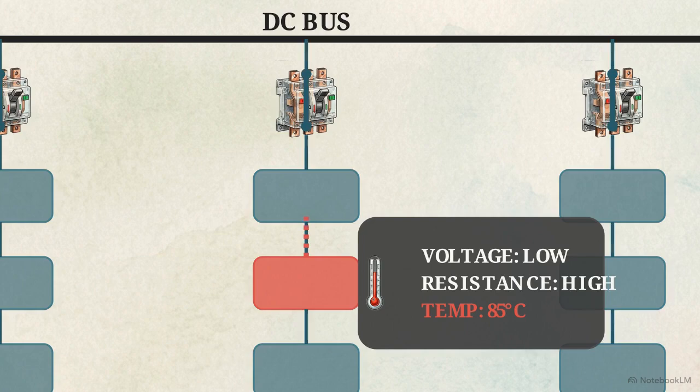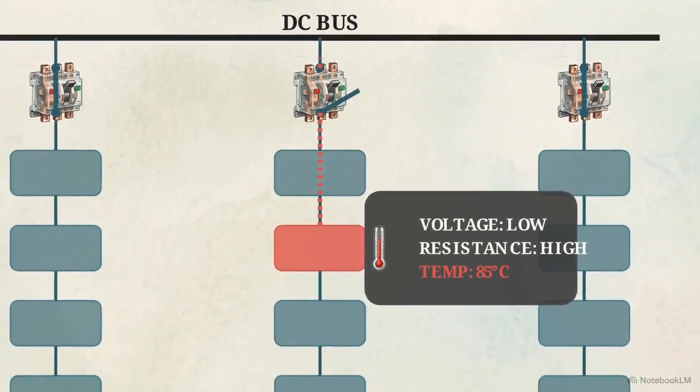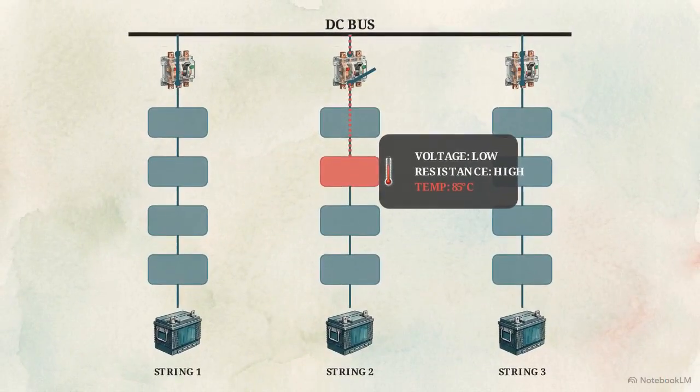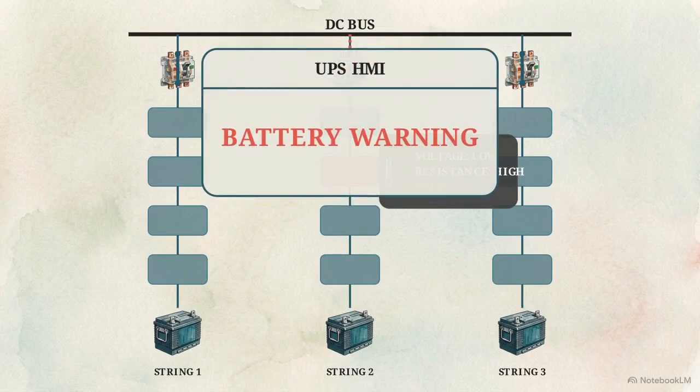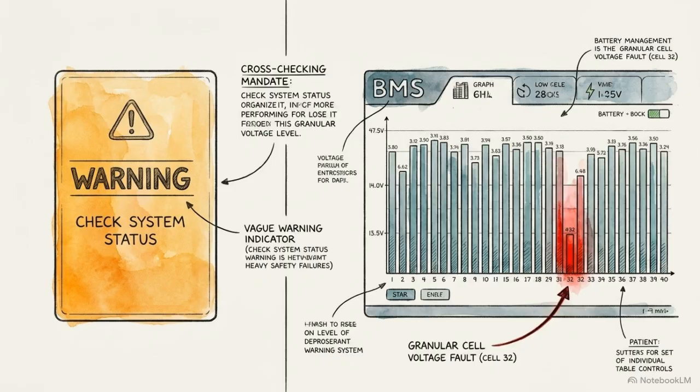Watch how an alarm propagates. A critical thermal event at an individual cell cascades up, triggering protective contactor trips and pushing a generalized battery warning to the main UPS interface. This creates a rigorous cross-checking mandate. You must habitually verify system-level UPS summaries against the granular, cell-level evidence buried in the BMS.